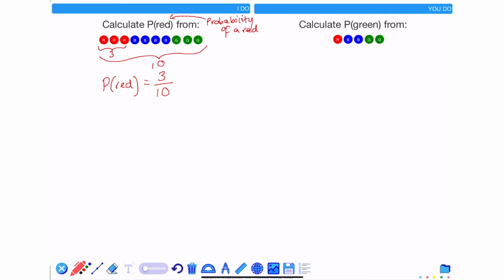3 tenths can't be simplified, but if I wanted to return the answer in any of the other forms, I could write 3 tenths as 0.3 or 30%. Any one of these would be a valid answer.